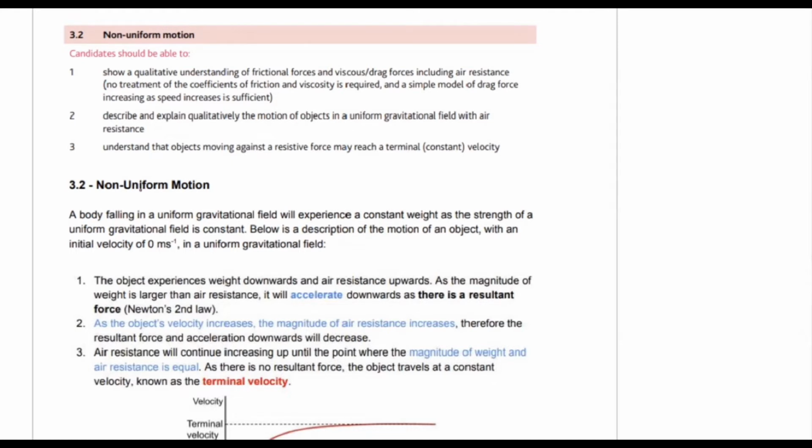So you see the words here. A body falling in a uniform gravitational field will experience a constant weight, as the strength of a uniform gravitational field is constant. Okay, so the weight is constant. They are trying to say that. Below is a description of the motion of an object with an initial velocity of 0 meters per second in a uniform gravitational field.